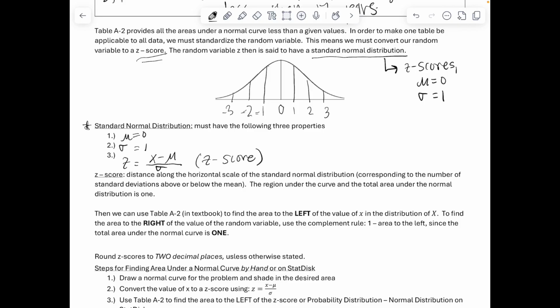The region under the curve and the total area under the normal curve is equal to 1. Then we can use table A2 in the textbook to find the area to the left of the value of x in the distribution of x. To find the area to the right, we would have to use the complement rule since the total area is equal to 1. Normally, z-scores are rounded to 2 decimal places unless otherwise stated.